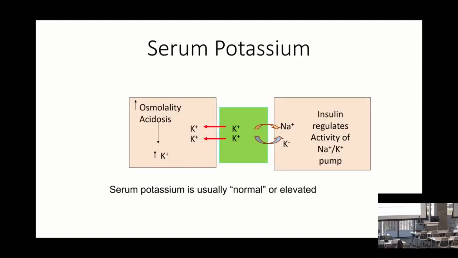And then potassium, again, this is what happens with potassium. Insulin regulates the activity of the sodium-potassium pump. So, in the absence of insulin, that pump is not working. And when you give insulin, potassium now moves into the cell. But serum potassium is usually normal or elevated because of the absence of insulin. You can't move this potassium into the cell, so it sticks around. And many times it's actually cleared in the urine.